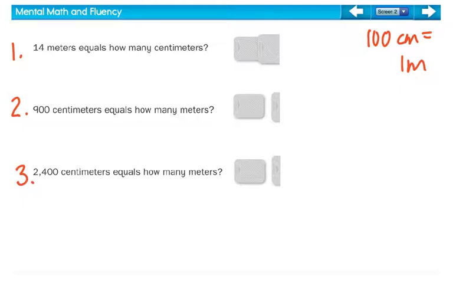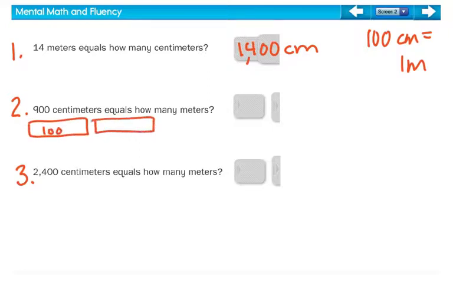Okay, so 14 times 100 would be 1,400 centimeters. 900 centimeters equals how many meters? Well, 100 would be 1. One more would be 200. And I could keep going, 300. I would end up getting 9 meters.